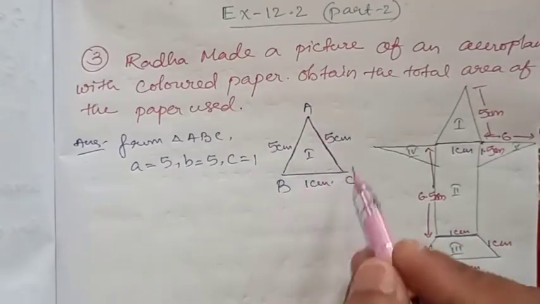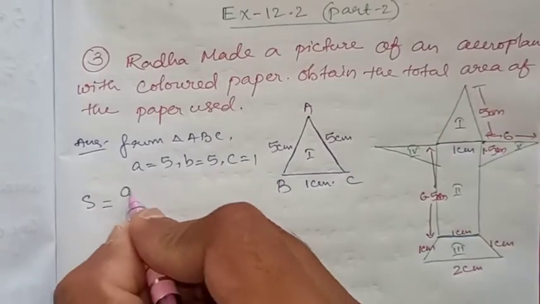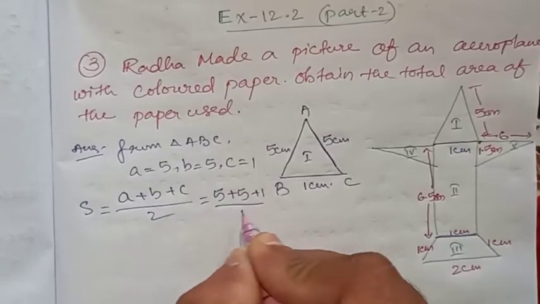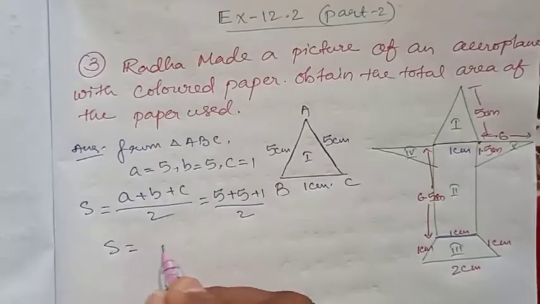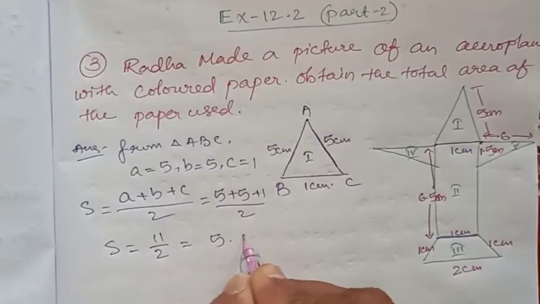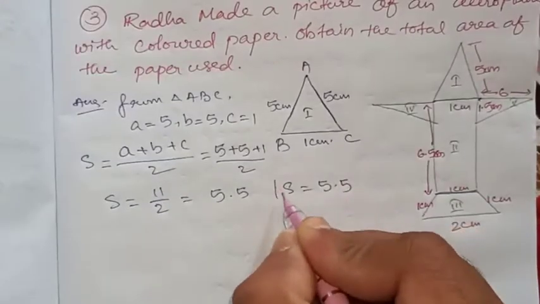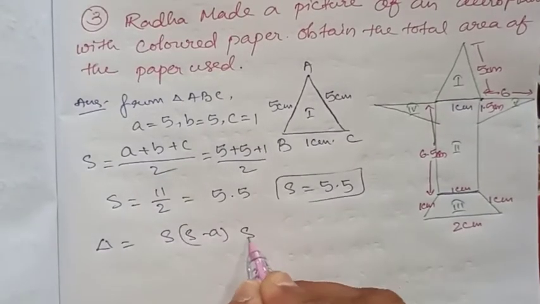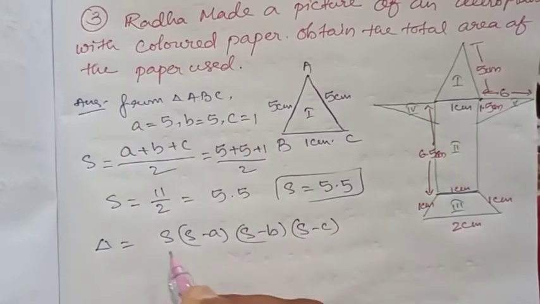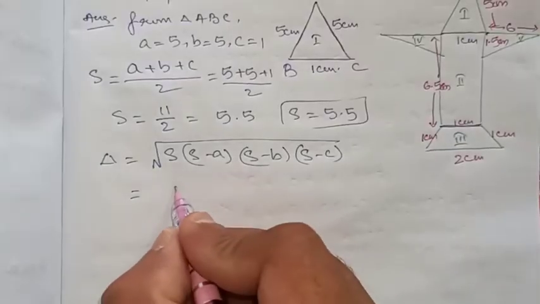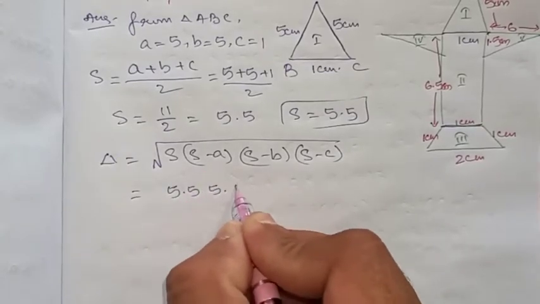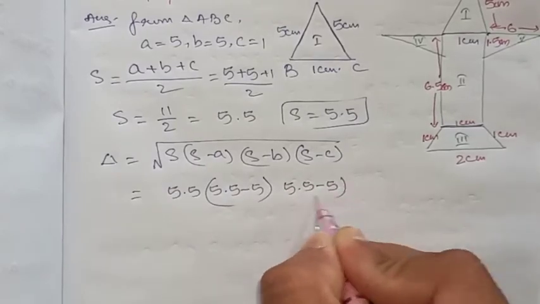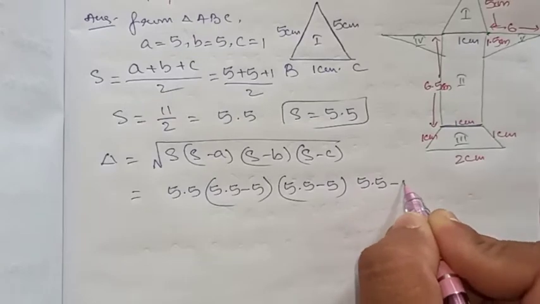Now to find the area of this triangle we will use Heron's formula, that is s equals (a plus b plus c) by 2, that is (5 plus 5 plus 1) by 2. So we will get s equals 11 by 2, that is 5.5. Now we will use Heron's formula: area equals square root of s into (s minus a) into (s minus b) into (s minus c). s is 5.5, then 5.5 minus 5, 5.5 minus 5 again, and 5.5 minus 1.